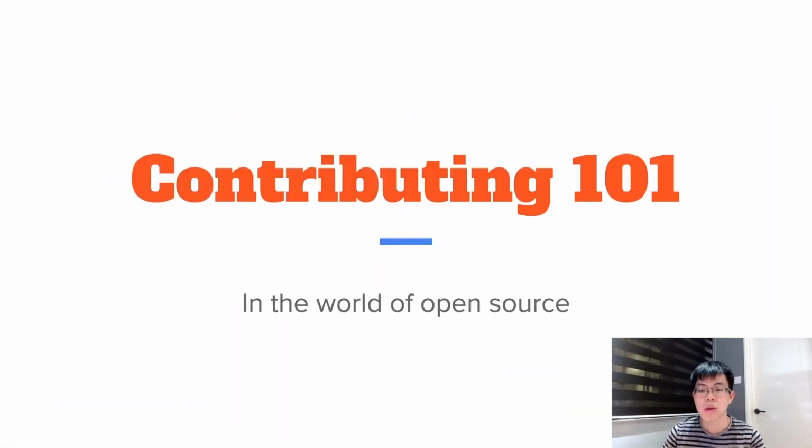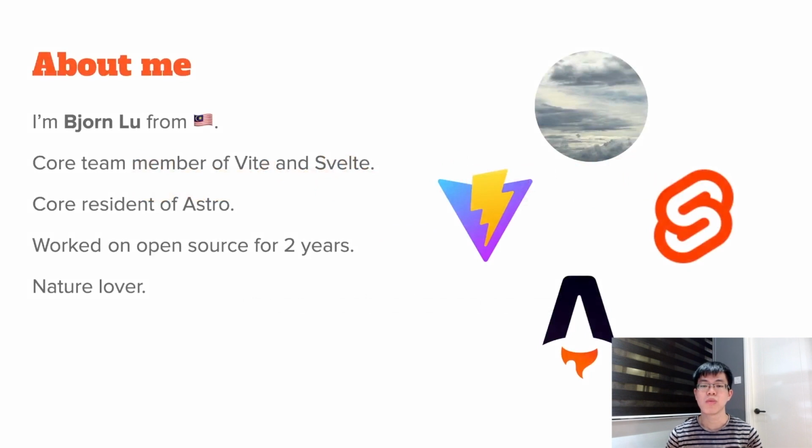So the topic for today will be Contributing 101, where I'll cover tips and tricks and everything you need to know about contributing in the world of open source. So a little bit about me. I'm Bjorn. I'm from Malaysia. I am currently a core team member of Vite and Svelte. I'm also a core resident in Astro, and I've been dabbling with open source for about 2 years right now. And I also love nature. I could spend hours watching the sky.